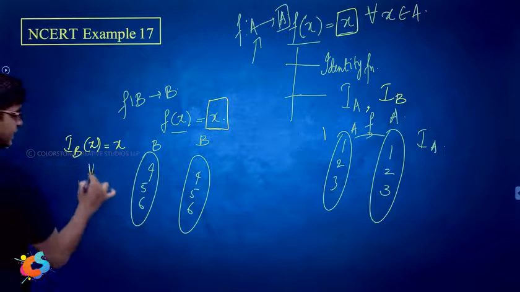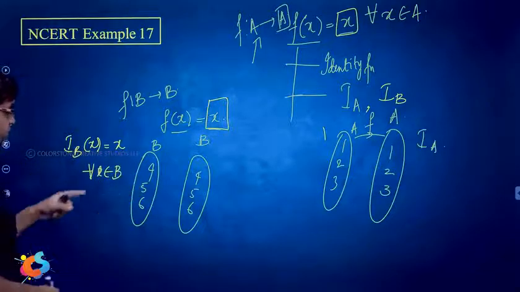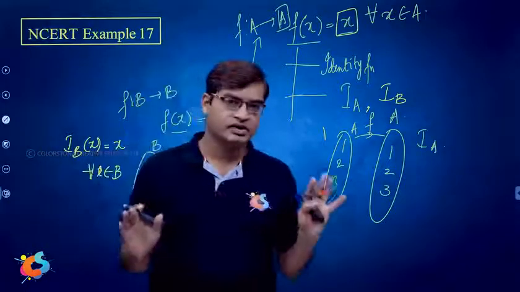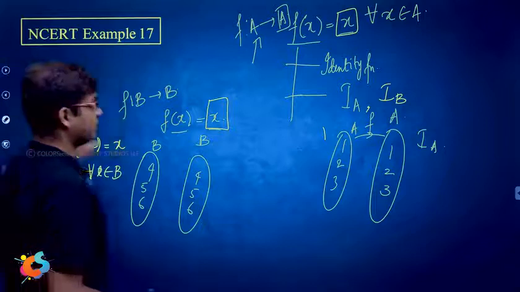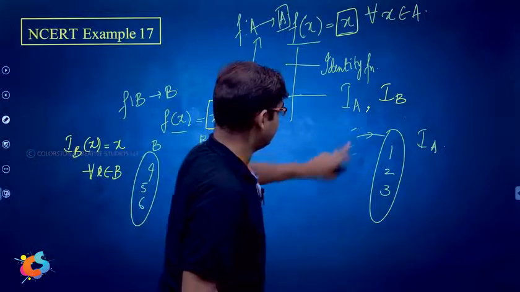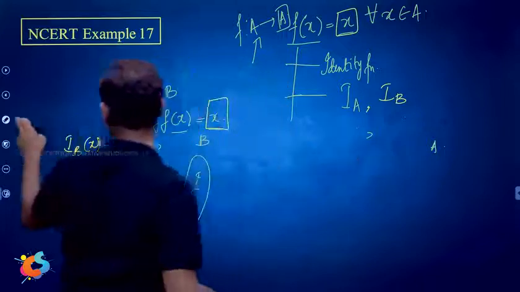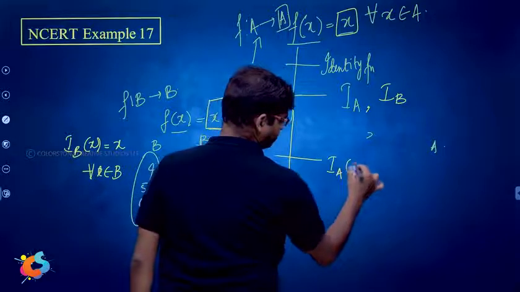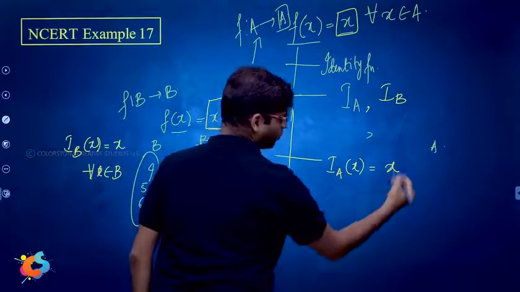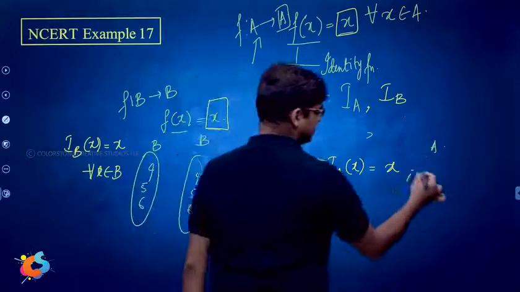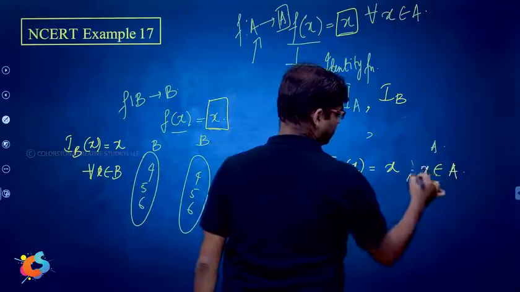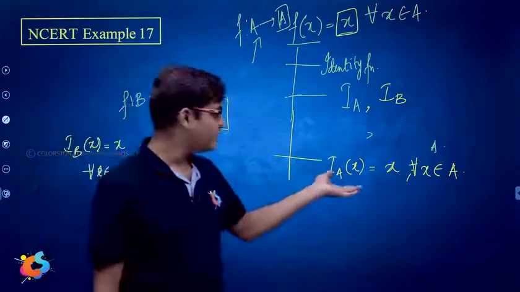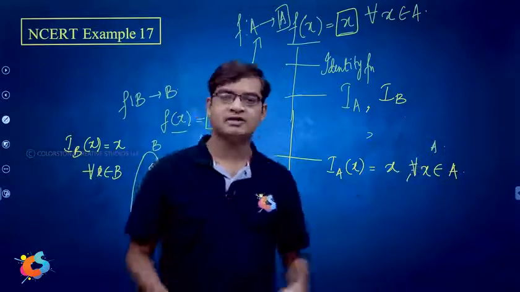Now, what is the meaning of this? X is coming from set B. Whatever value of x you take from set B, this function will give you the same output. So let us write the same thing here as well. Let us just make some space. Here, IA of x is an identity function. So the output is also x, and this x is coming for all x belonging to set A. And in the same way, if A is replaced by B, with symmetry you can say it will be equal to x for all x belonging to B.